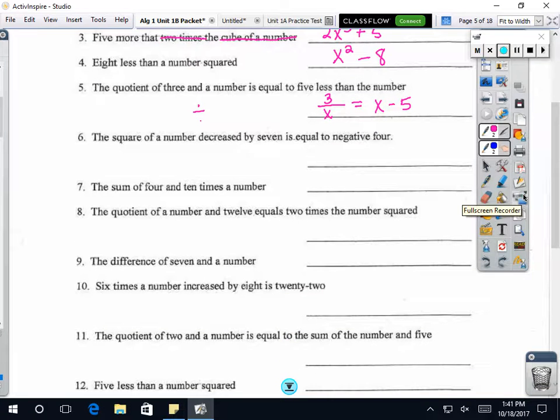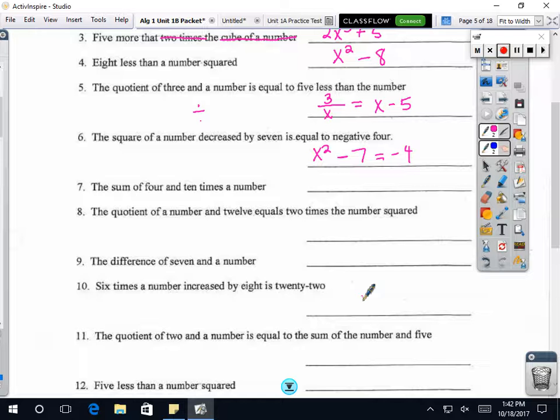The square of a number is decreased by 7 is equal to negative 4. So let's just break it down into many parts. How do you write the square of a number? Right. How do you decrease it by 7? And then is equal, so equals negative 4.